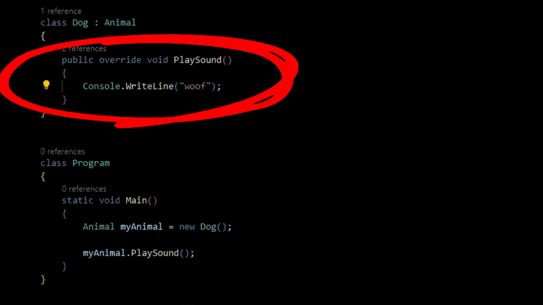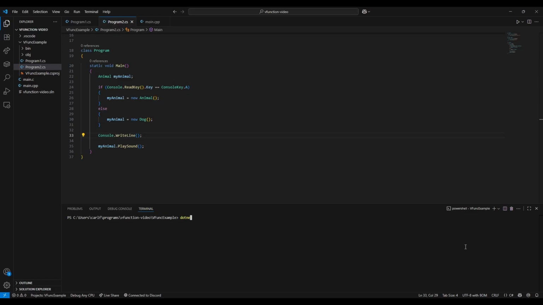But how does the program know that I want the dog's implementation? Well, maybe it's because I instantiated it as a dog here. That could be a possibility, but what if I had a non-deterministic program like this? Sometimes the animal is a generic animal, sometimes it's a dog.